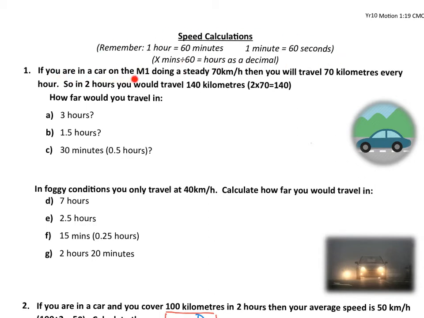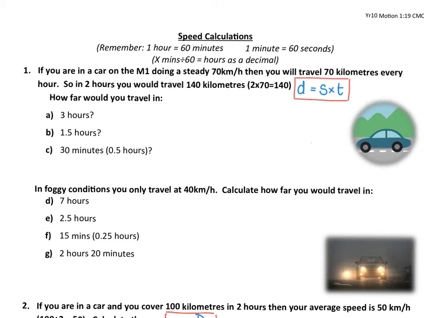So if you're in a car on the M1 doing a steady 70 miles per hour, then you will travel 70 miles every hour. So in 2 hours, you would travel 140 miles. Simply 2 times 70 equals 140. So our equation that we're using here is distance equals speed times time.